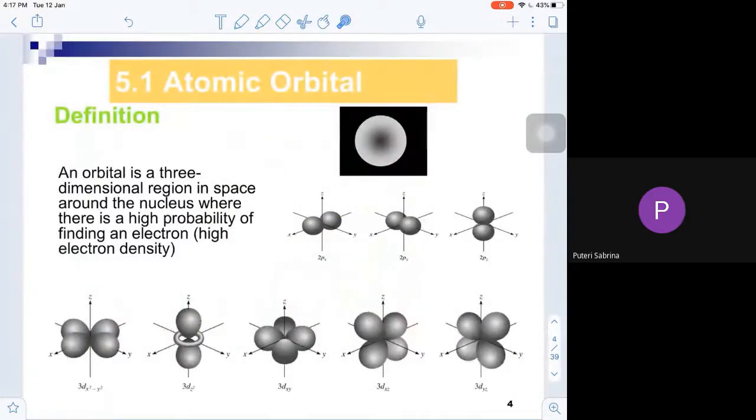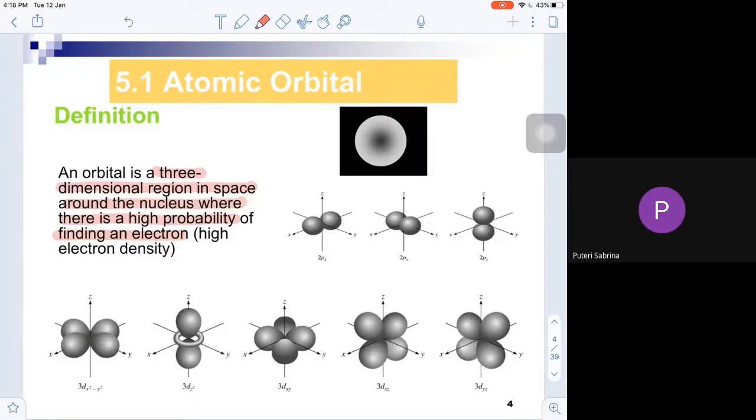In 5.1 we'll discuss the atomic orbital. So what is the atomic orbital? Atomic orbital is a 3D space in the region around the nucleus where there is a high probability of finding an electron. It means that we have a nucleus at the center, and then we have a 3D space around it.